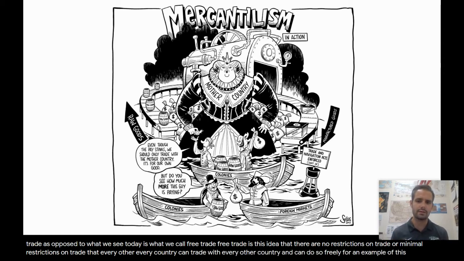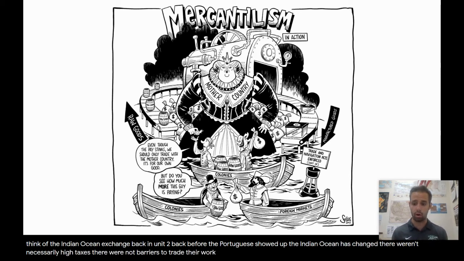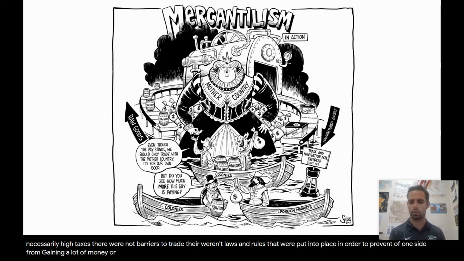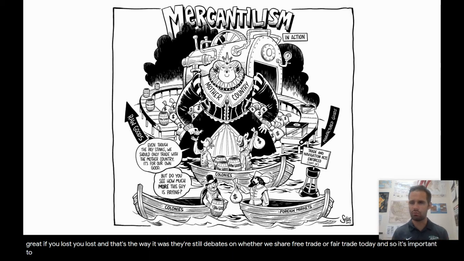For an example of this in class, think of the Indian Ocean Exchange back in Unit 2, back before the Portuguese showed up. The Indian Ocean Exchange, there weren't necessarily high taxes. There were not barriers to trade. There weren't laws and rules that were put into place in order to prevent one side from gaining a lot of money or in order to help another side really benefit from the trade. It was just an open, fair game. Whoever traded, if you got a lot of money, great. If you lost, you lost, and that's the way it was. There's still debates on whether we should have free trade or fair trade today. And so it's important to know these things and know the history behind trade and how trading has worked throughout the entirety of human history.